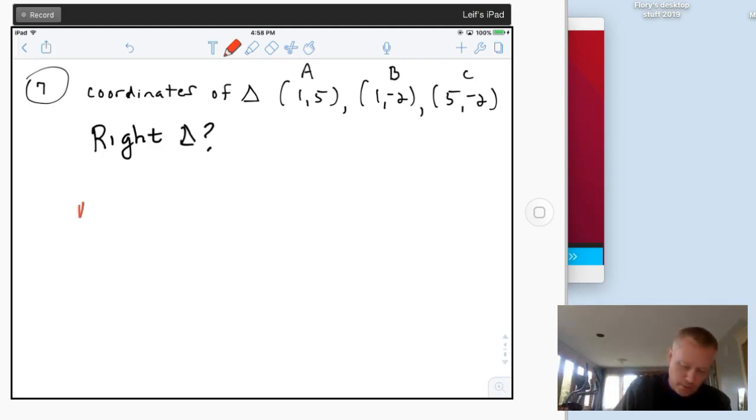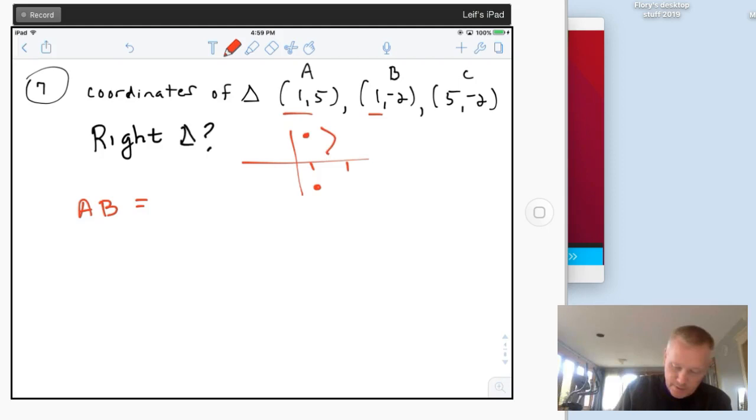Okay, so if I go AB, ooh, look, the x coordinates match again, which means this is 1, 5, and this is 1, -2, which means my distance is 7. That was nice and easy. BC.